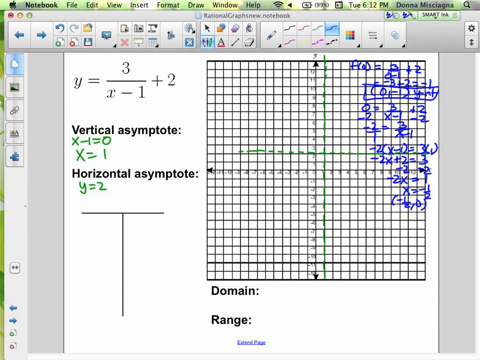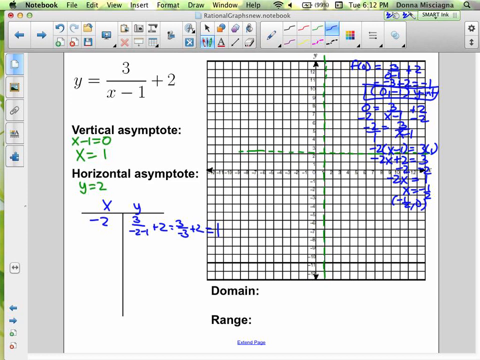We need at least 2 points on either side of the vertical asymptote. We've already got 2. Let's see what are the ones I want to use. You can plug in any value you want, except for the vertical asymptote. But if I can think of a number that's going to give me a friendly y value, I try to come up with those whenever possible. I'm going to plug in negative 2. So then I would have 3 divided by negative 2 minus 1 plus 2. That would be 3 divided by negative 3 plus 2. That'd be negative 1 plus 2, which is 1.